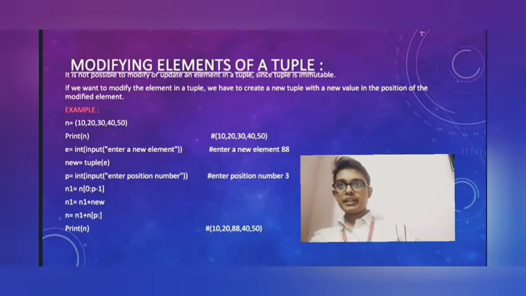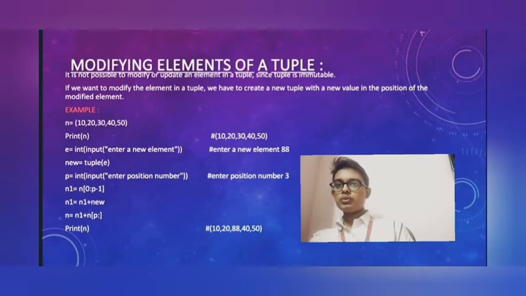N is equal to 10, 20, 30, 40 and 50. Print n. It will print the tuple. E is equal to int input enter new element. Suppose that the element be 88. New is equal to tuple of e. The 88 is stored in the tuple new. P is equal to int input enter position number. Let us take the position number is 3.